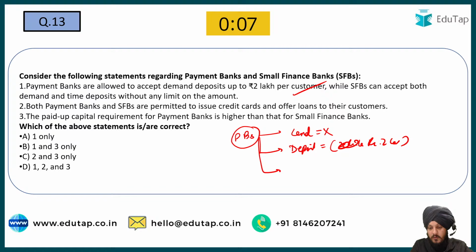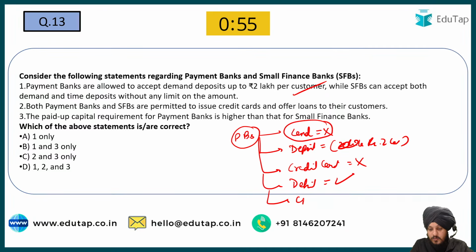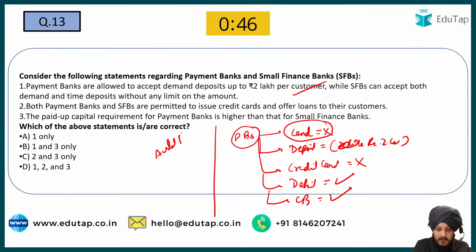Now apart from that, since they are not allowed to provide lending, they are also not allowed to be involved in the business of credit cards. Credit cards they cannot issue. Can they issue debit card? The answer is yes, they can issue debit card. Can they issue checkbook? Yes, they can issue checkbook. If I ask you which was the first payment bank that was established in India, you need to remember it was Airtel Payments Bank. Okay.